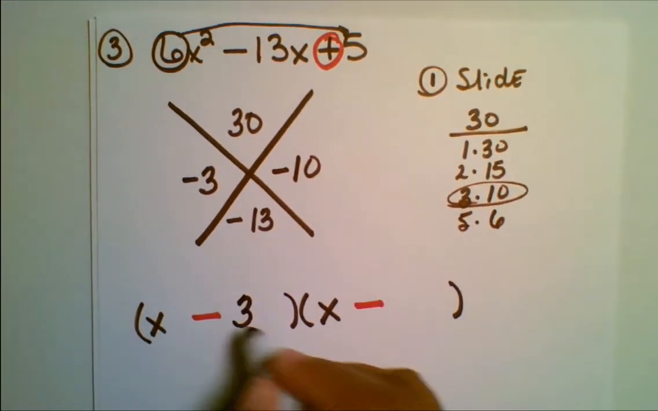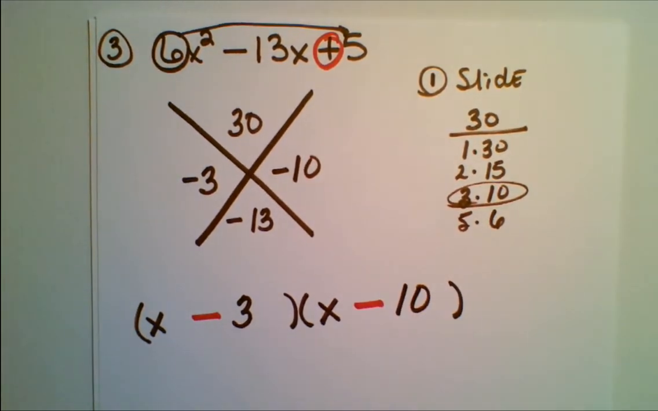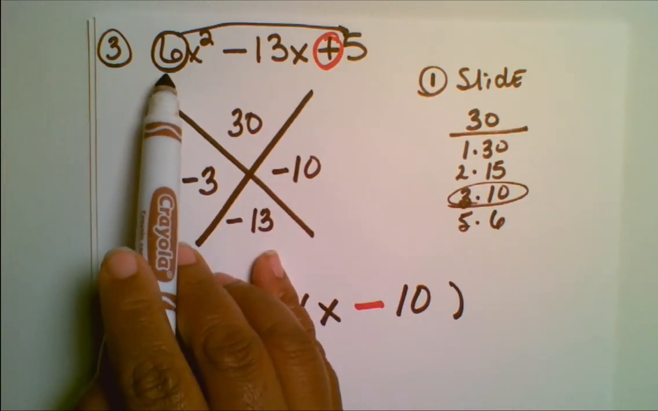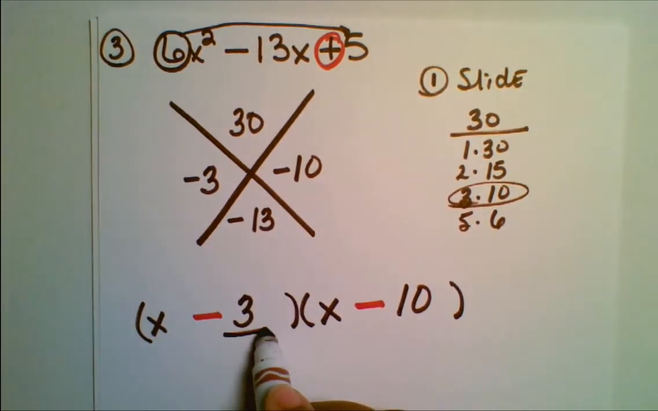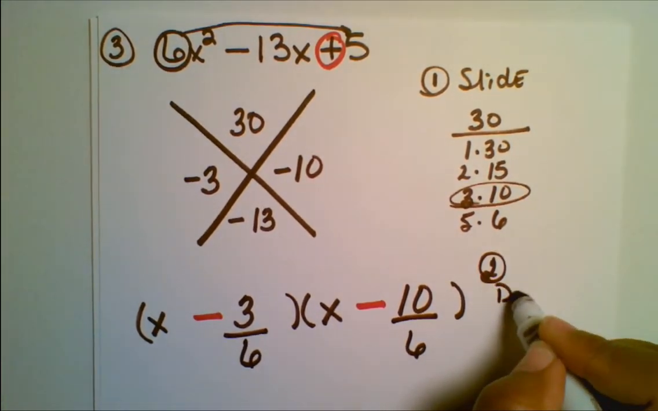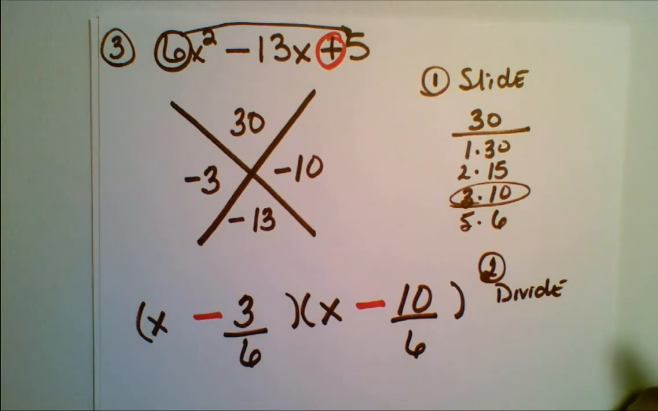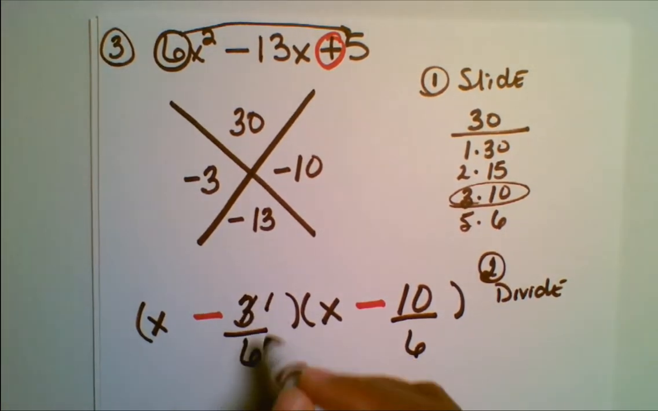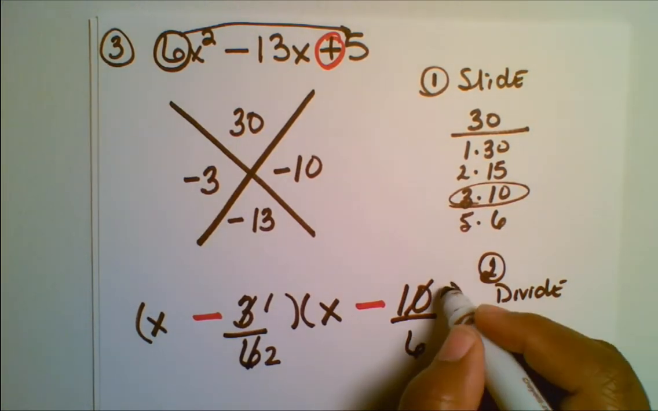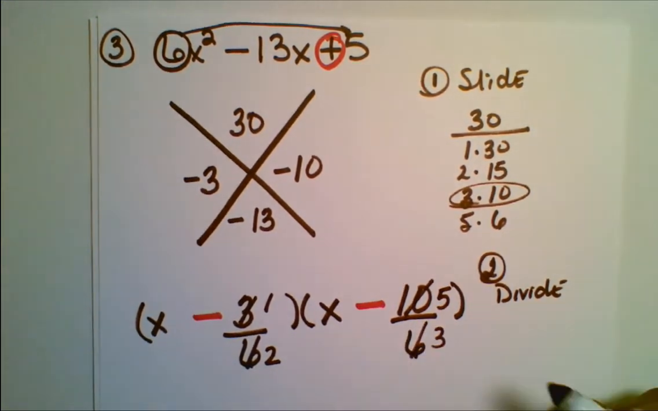So let's go ahead and write those numbers there for our last term. Then, in order for us to divide, use the coefficient of the first term, this 6. We're going to divide the 6. This is your divide part. We're going to divide and reduce. 10 and 6, we can divide a 2 out. That gives us a 5, and this is a 3.